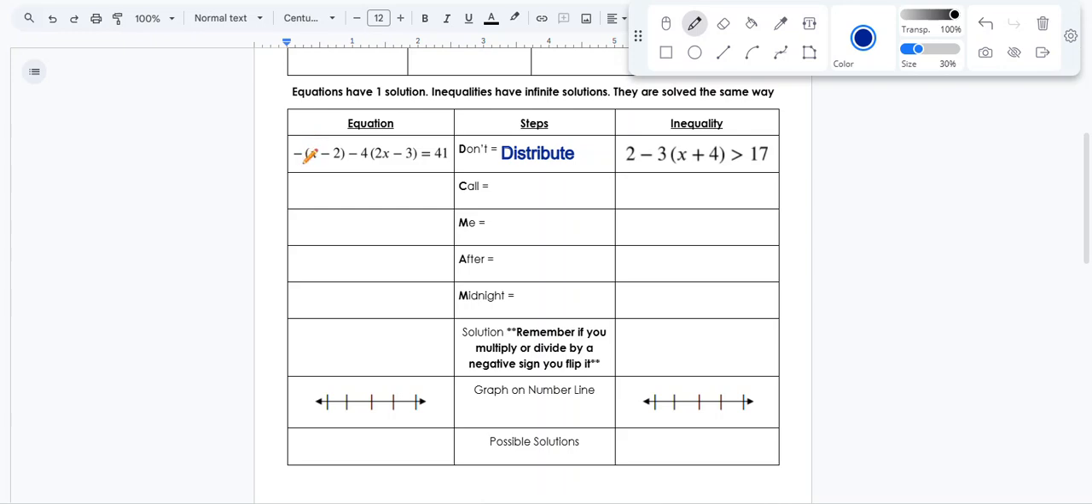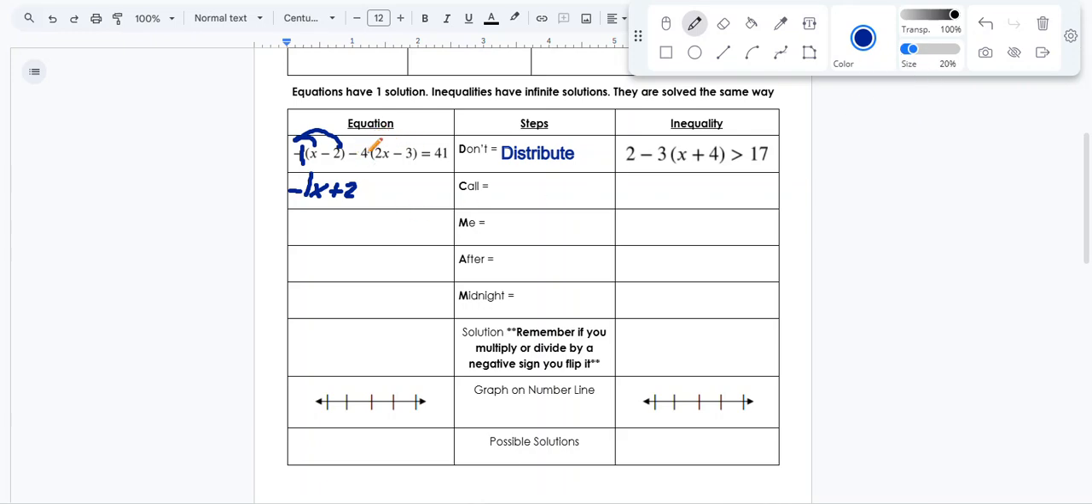So I have a negative here. Remember when we said there's no number there? It's really a 1. So that's really a -1 times x. So that would be -1x. And then a -1 times a -2. That would be a +2. I'm going to make this a little skinnier. There we go. Okay.